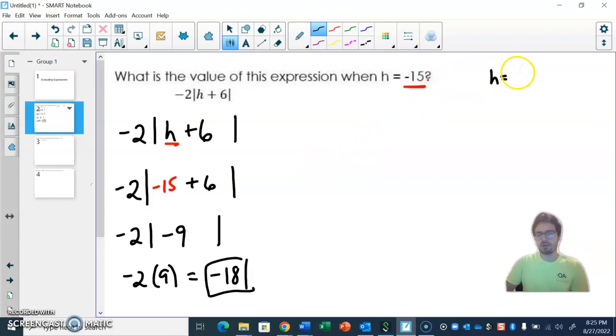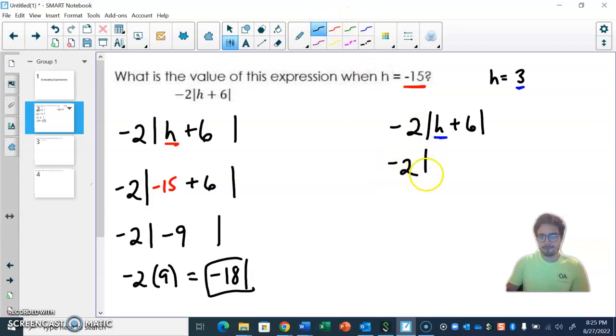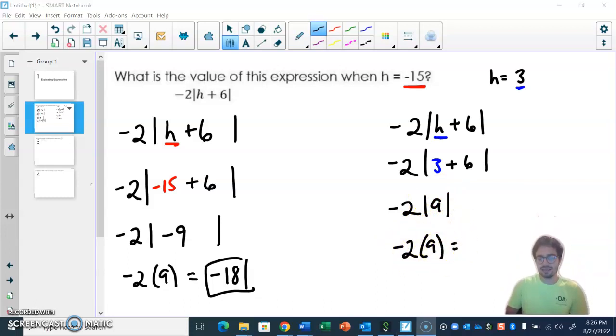What if h had been something different? What if h was 3? Let's see what happens. So I'll take the expression again. Let's put 3 in its place. So I have 3 plus 6. The inside of the absolute value becomes 9. And then the absolute value of 9 is 9. -2 times 9 is -18. So when h is 3, it's also -18. Depending on what value I put, I can figure out how much the expression is worth.